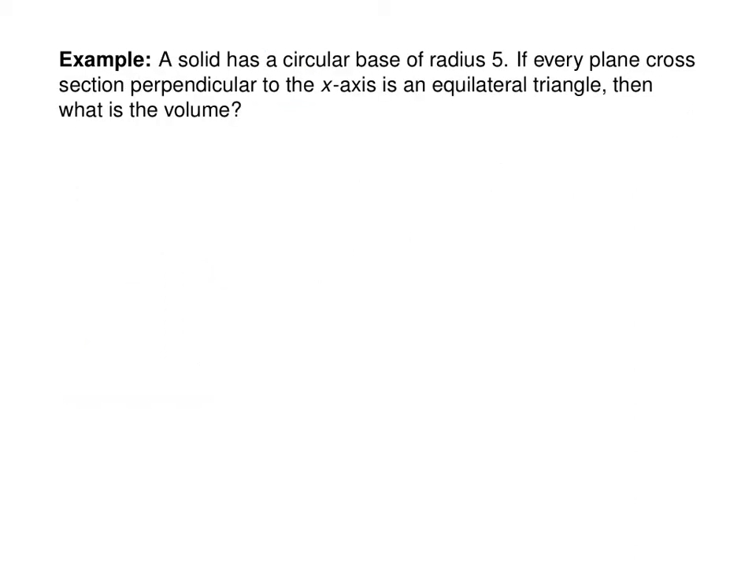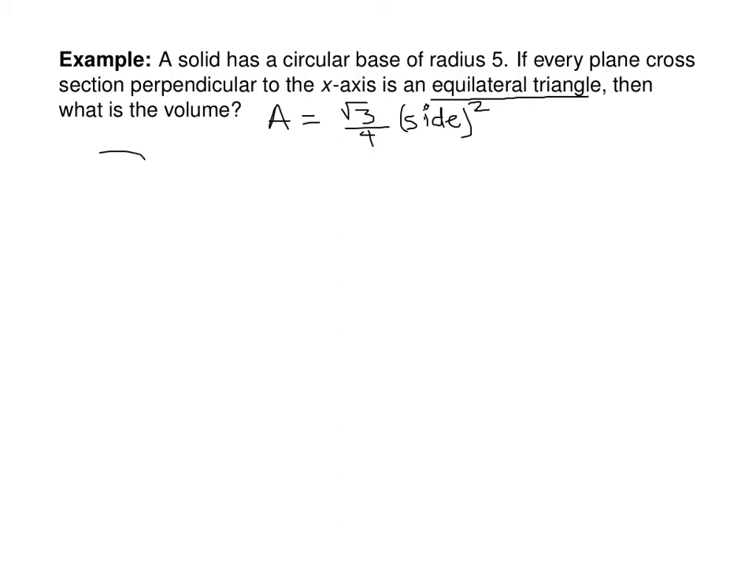As our final example, let's consider a solid with a circular base where the plane cross-sections are no longer circles. In this case, they are equilateral triangles. The formula for the area of an equilateral triangle is root 3 over 4 times the length of a side squared. Personally, I will not make you memorize that. I would give that to you, but just for an example.